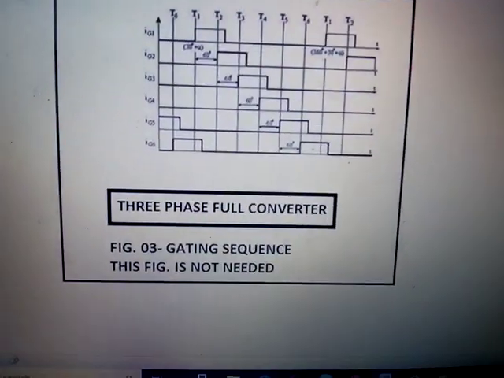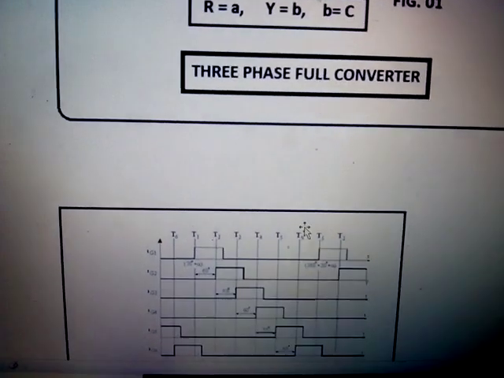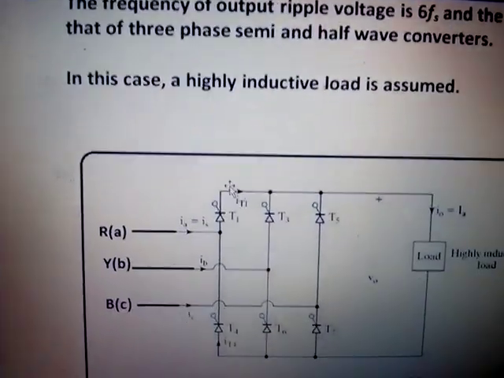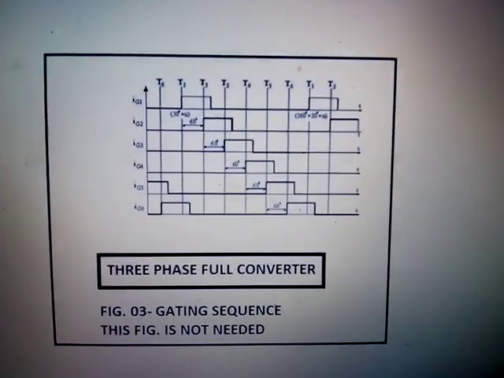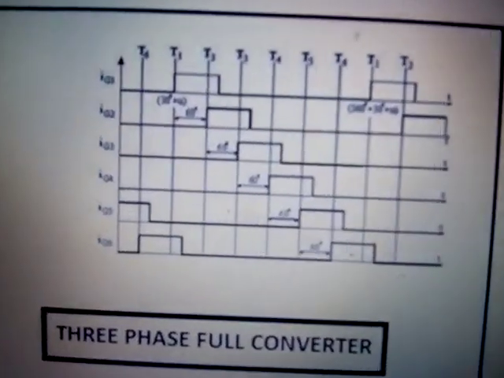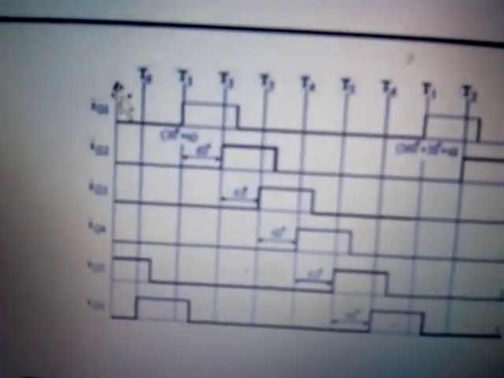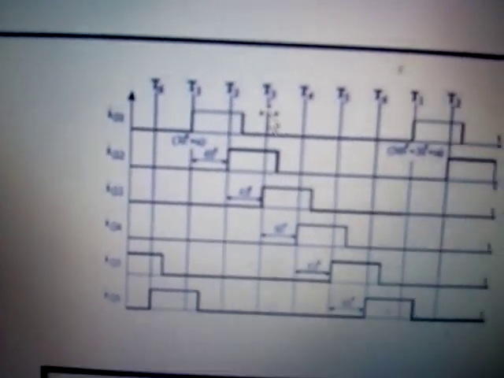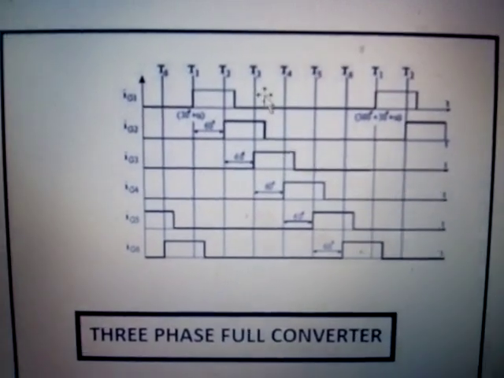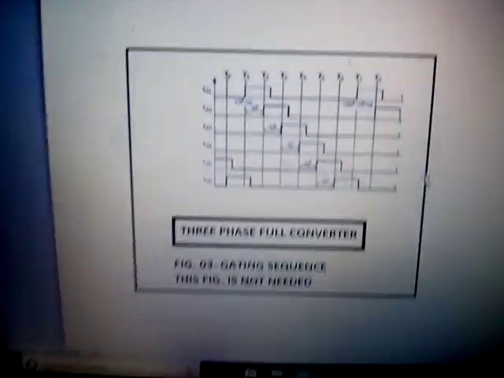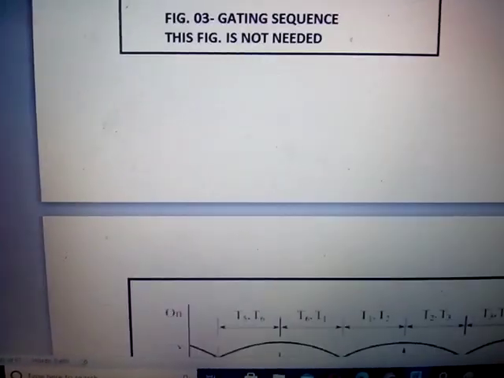Now let us see the waveforms. The firing sequence is 1, 2, 3, 4, 5, 6. It is given here, the SCR firing sequence. See, first T1 is fired, next T2, T3, T4, T5, T6, like that. At a time, 2 SCRs will be conducting.